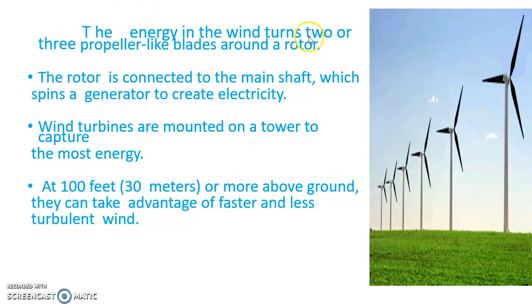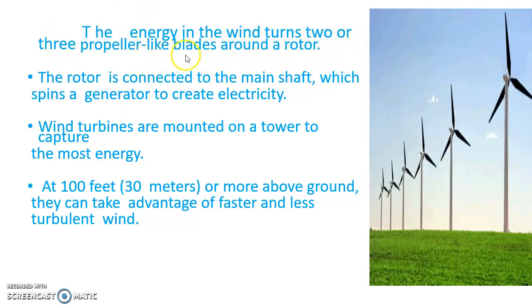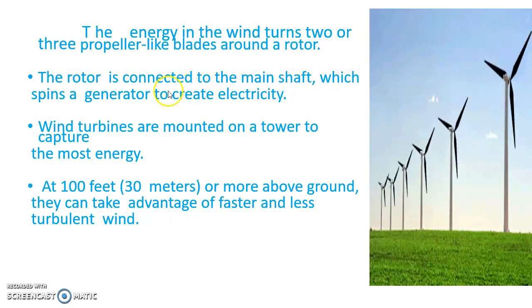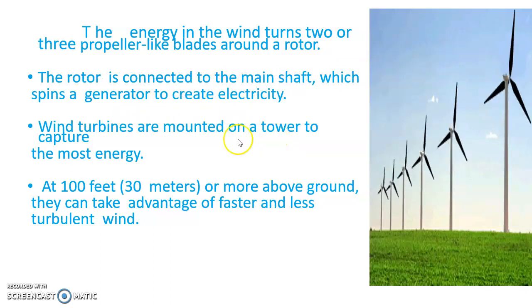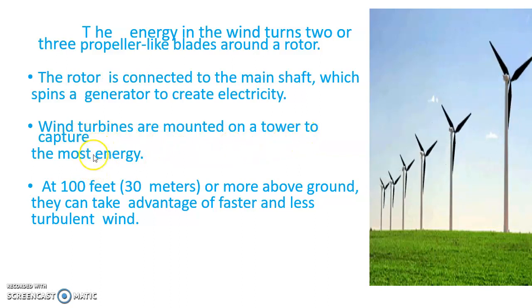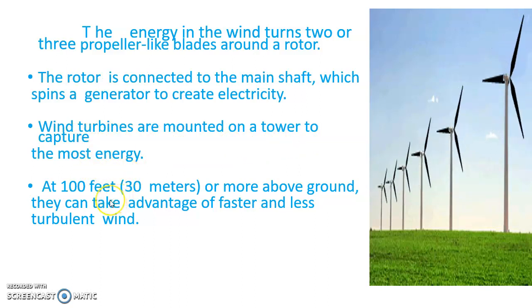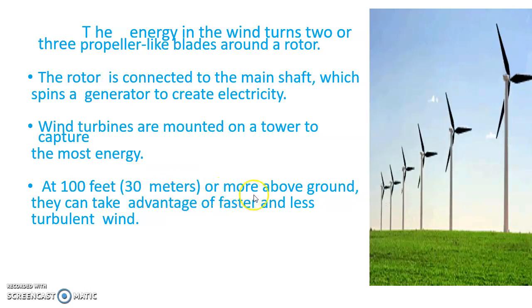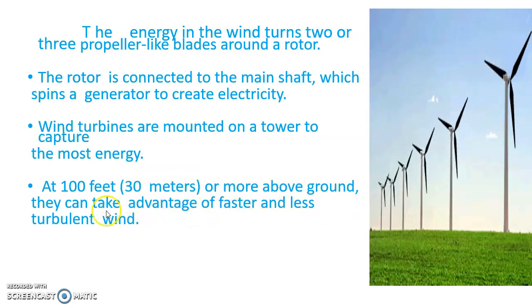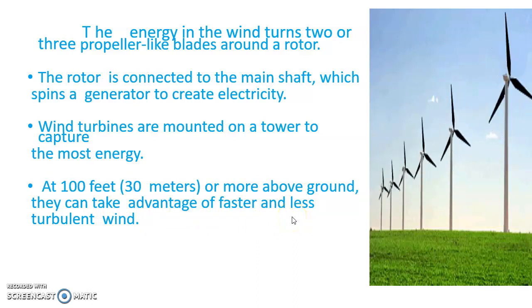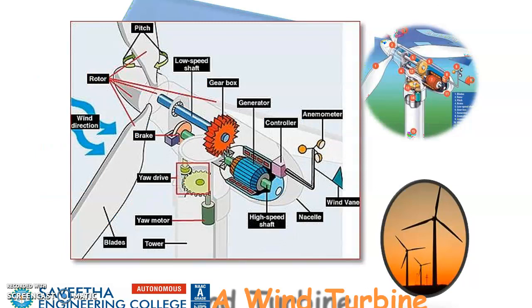The energy in the wind turns two or three propeller-like blades around the rotor. The rotor is connected to the main shaft, which spins a generator to create electricity. And wind turbines are mounted on a tower to capture most of the energy. At 100 feet or 30 meters or more above the ground, they can take advantage of faster and less turbulent wind. So this is a construction of a windmill.